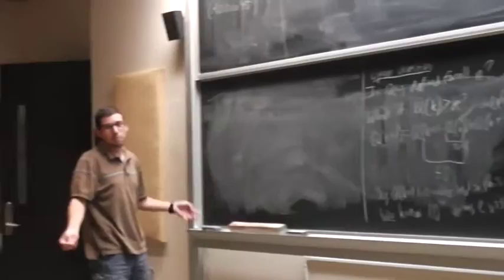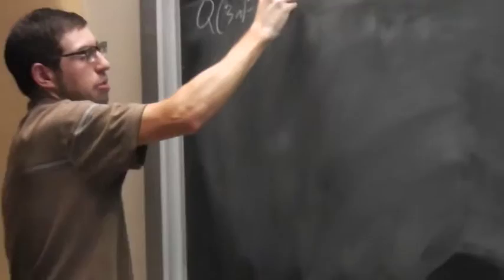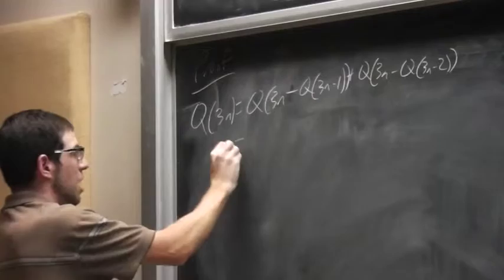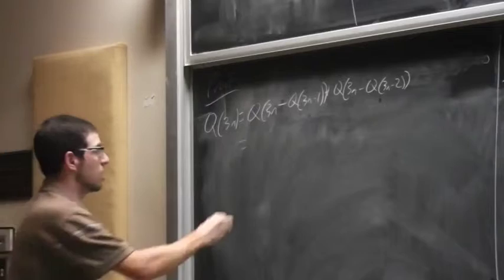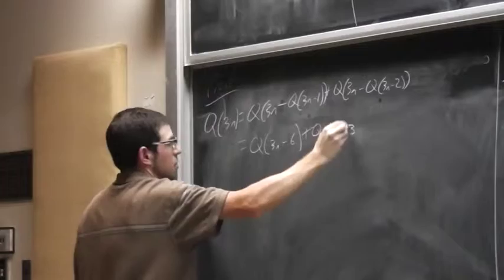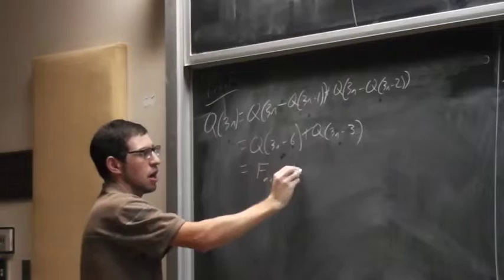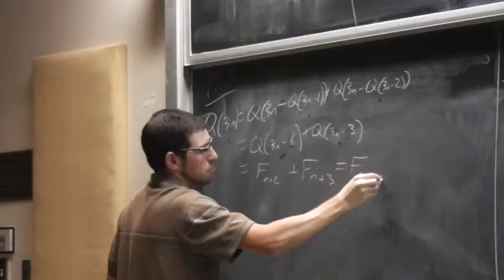So Q of 3n, that's Q of 3n minus Q of 3n minus 1, plus Q of 3n minus Q of 3n minus 2. So this time, Q of 3n minus 1 is just 6, and Q of 3n minus 2 is 3. This is Q of 3n minus 6 plus Q of 3n minus 3. Now notice that both of these are in the same congruence class as this one. So these are both Fibonacci numbers. This one goes 2 back, so this is f of n plus 2. And then this goes 1 back, so this is f of n plus 3. So then, by Fibonacci numbers, that's f of n plus 1.